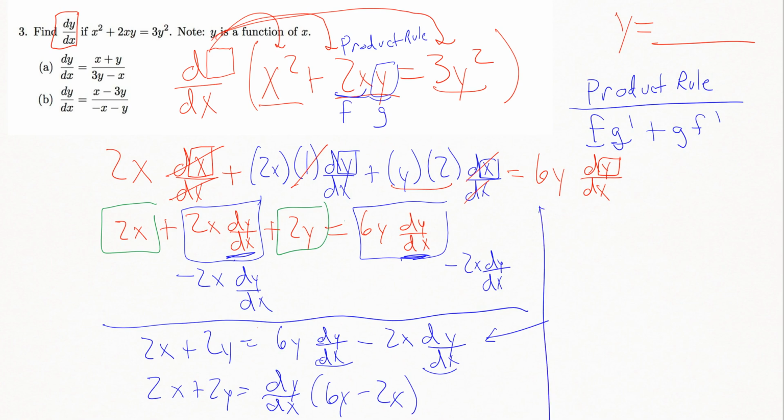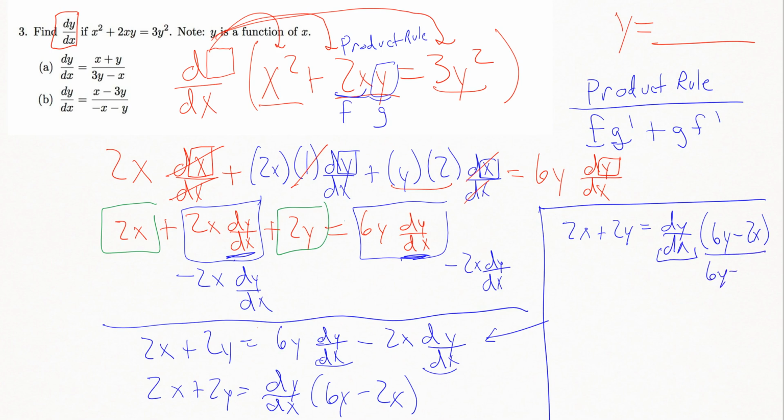I'm now just going to go ahead and move this work over here so we can see the rest of this algebra. So I'm just transferring this up as 2x plus 2y equals our dy dx that we factored out times 6y minus 2x. From here, again, the only move we need to do, we're just trying to get the dy dx by itself, so we're just going to divide both sides by 6y minus 2x. And so out of there, what you'll end up seeing is 2x plus 2y over 6y minus 2x equals dy dx.